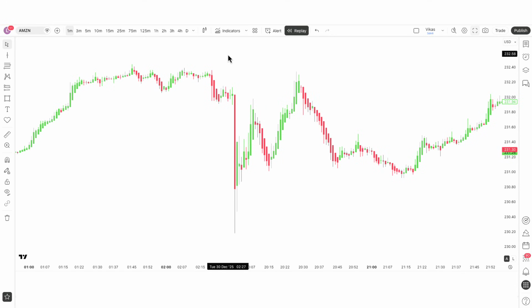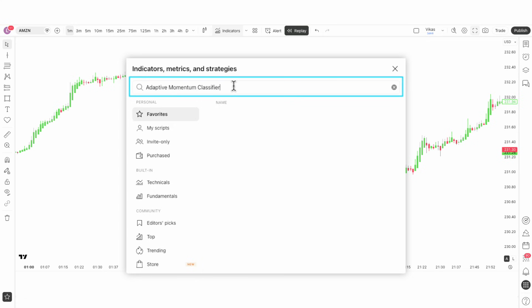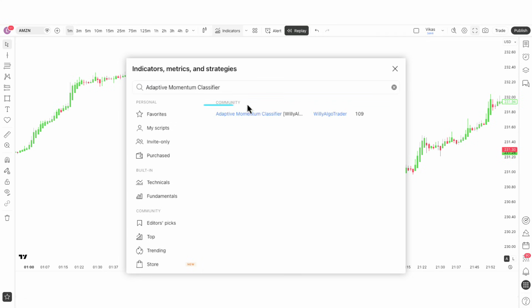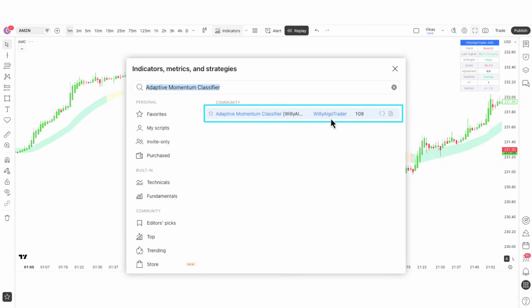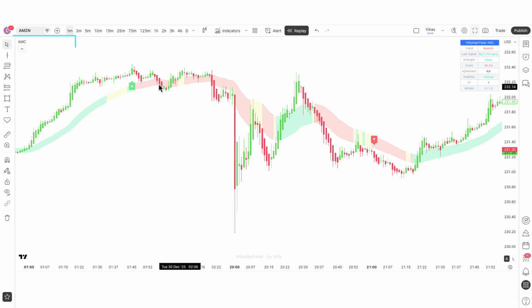And don't sweat the time frame either. Next, you'll want to find those magic indicators. Head over to the Indicators tab and search for the Adaptive Momentum Classifier. Select the indicator made by Willy Algo Trader and add it to the chart.